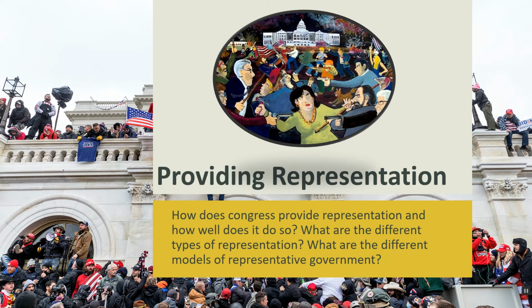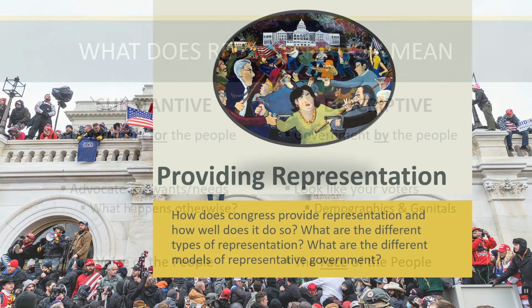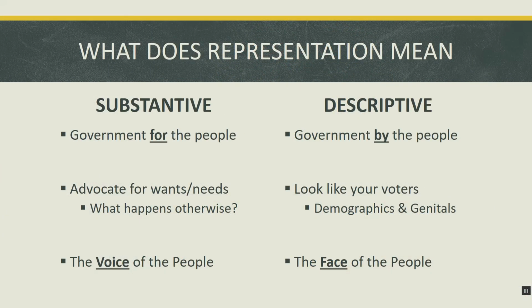And therefore, for the remainder of this video, we're going to talk about how Congress provides representation and how well it does so. We'll discuss the different types of representation and the different models of representative government. And yes, we'll also jump back to Mayhew's #1 goal of the elected official. But before we do, let's talk a little bit about the two main types of representation in American government. We've got substantive representation and we've got descriptive representation.